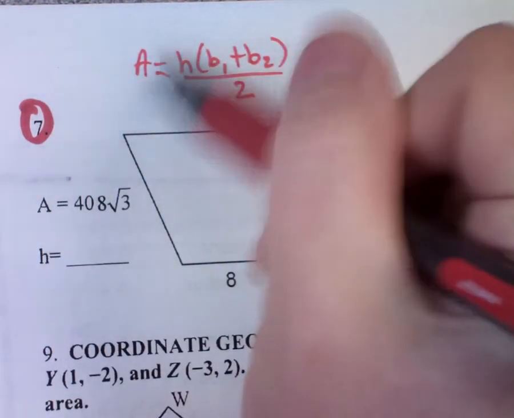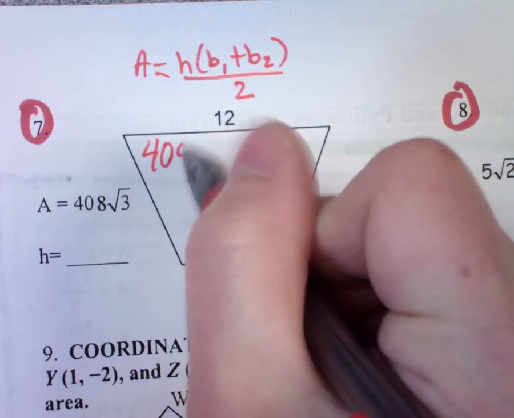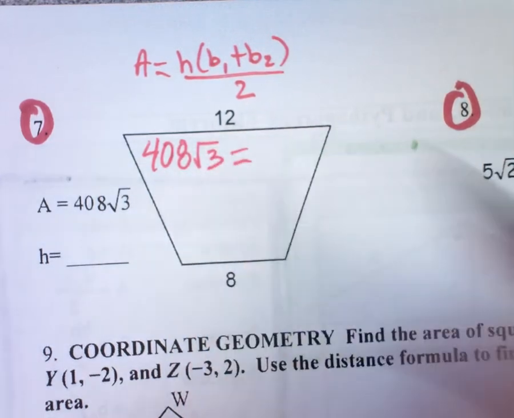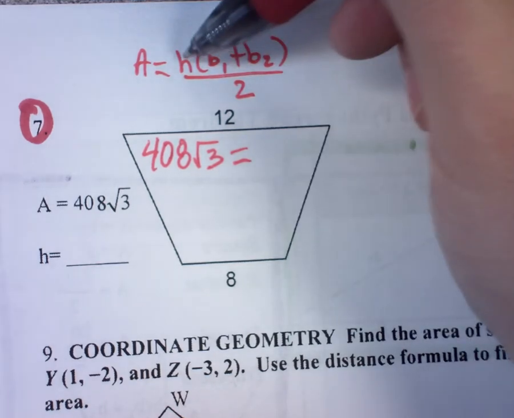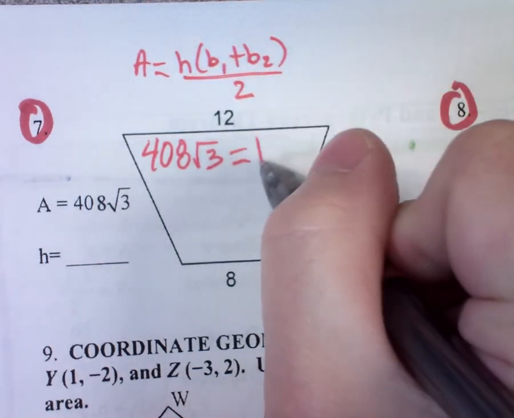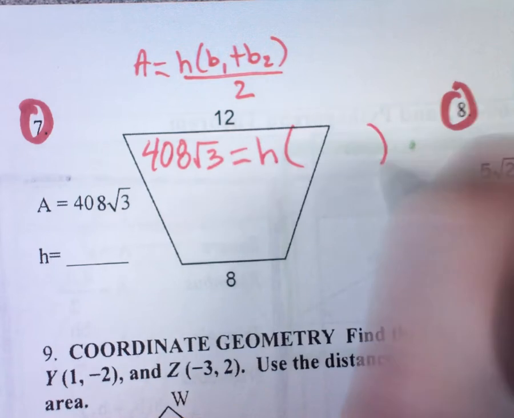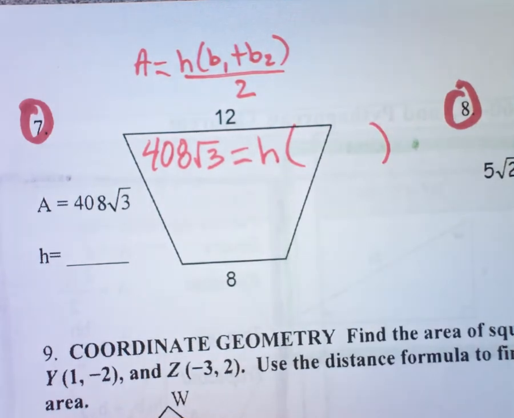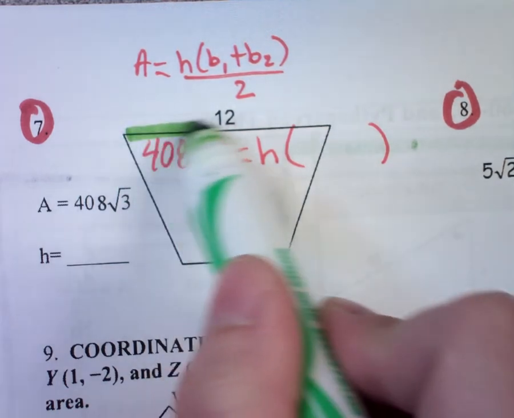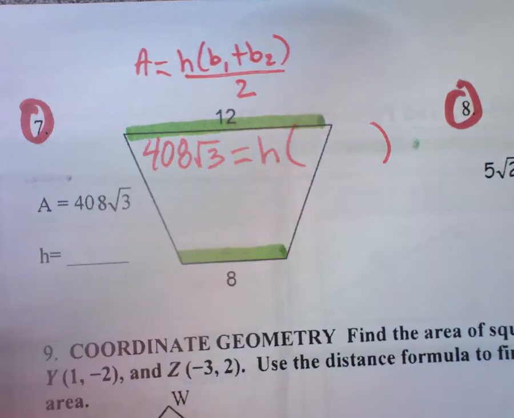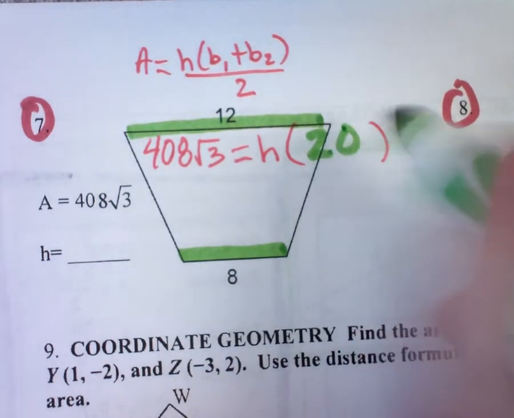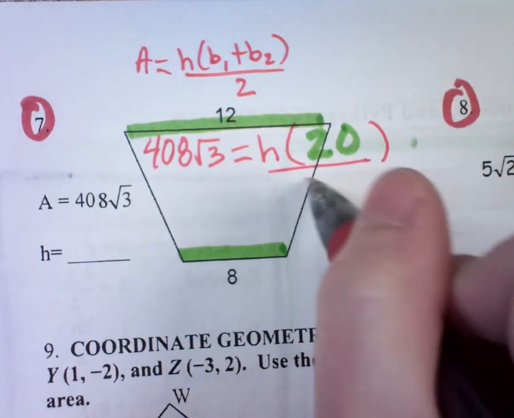So I'm going to put that right here in the A. So 408 square root of 3 equals, and then I'm going to start plugging in what I know on the other side. Do we know the height? No, so I'm just going to keep the h there, and we're going to solve for him. Do I know both bases? Okay, instead of showing all my work, let's just add them in our heads, because it tells me to add base 1 to base 2. So what do you get when you add your bases? A 20. So when I add my bases, I get a 20, and then I recopy all over 2.